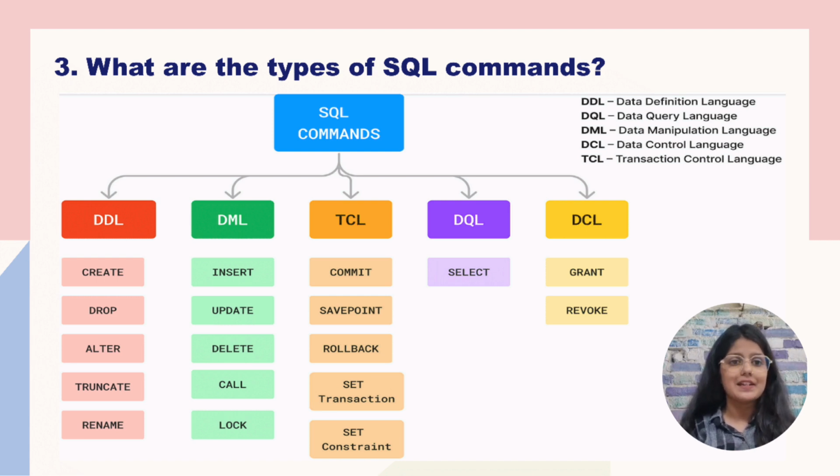Commands like create, alter, drop, and truncate help in creating, modifying, and deleting tables and schemas. Next is DML, data manipulation language, which deals with modifying the actual data stored in the database. Commands like insert, update, and delete allow users to add new records, modify existing ones, or remove data. For instance, the insert into command is used to add a new row into a table. So this is DML.